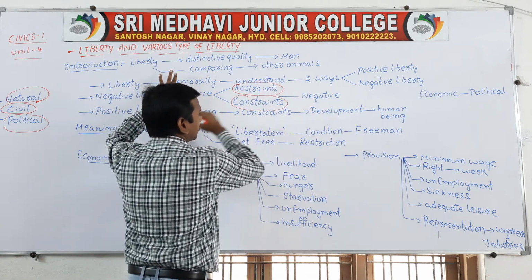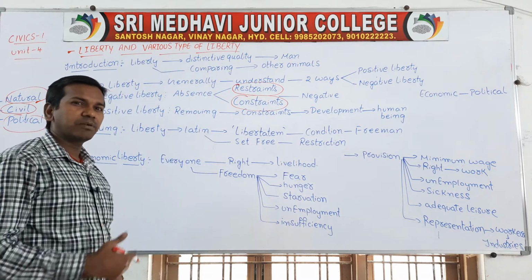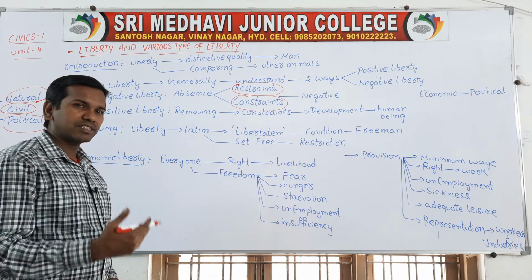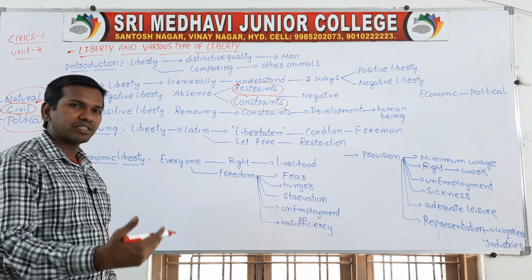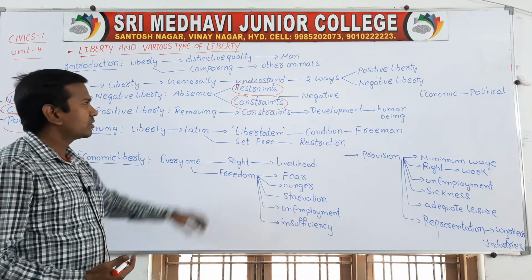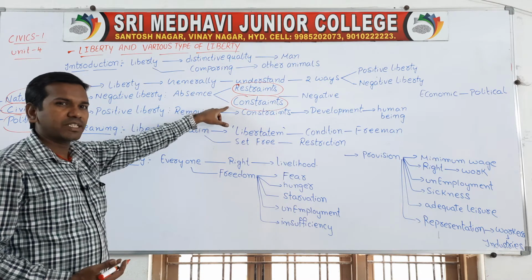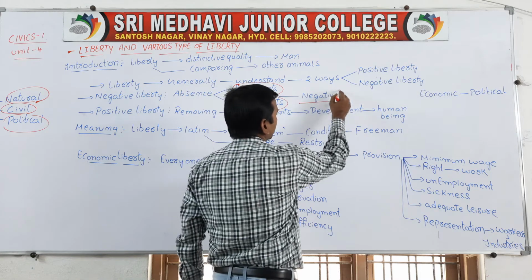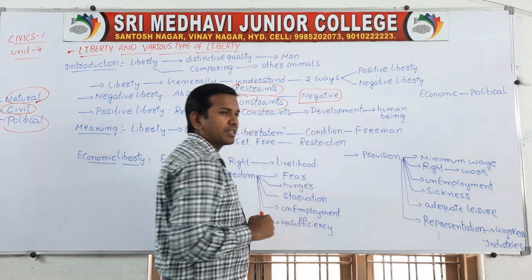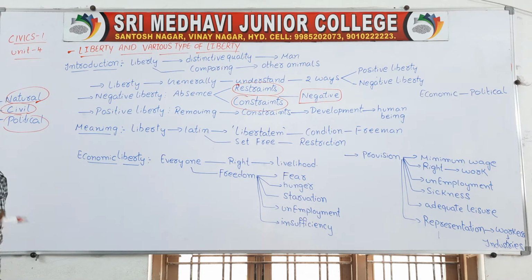What is meant by the absence of restraints or constraints? Any type of limitations or restrictions are called restraints, setting certain limits. Whenever anybody sets up certain limits, that is called constraints. So the absence of any type of restrictions and limits is called negative liberty. So liberty is mainly classified into two types, positive liberty and negative liberty. Negative liberty is the absence of restraints and constraints.